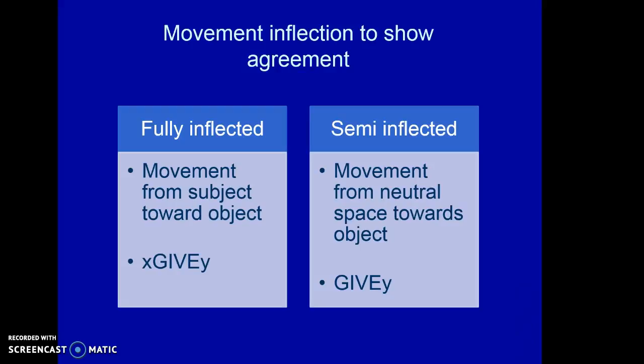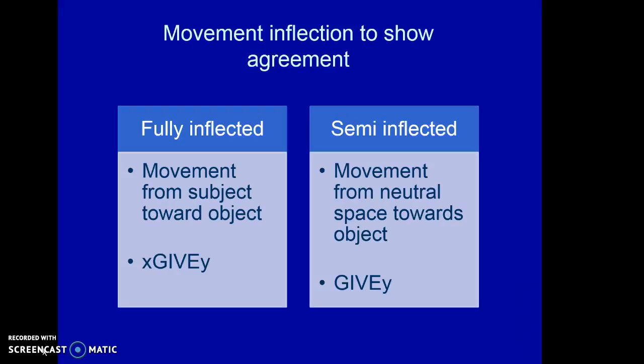When we look at movement inflections, one of the first examples that we see are movement inflections that come with agreeing verbs. These verbs inflect to show subject and object agreement. So with these indicating verbs or agreeing verbs, we have some forms that are fully inflected and some forms that are semi-inflected. Now, a fully inflected verb starts at the subject and goes to the object. So if I say, I give to you, then it starts at me, the subject, the one doing the action, and it goes all the way to the object, the one who the action is being done to.